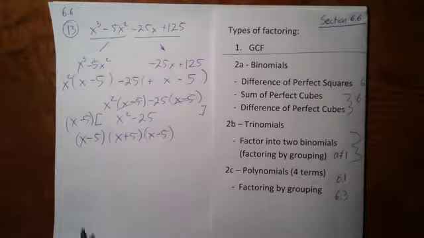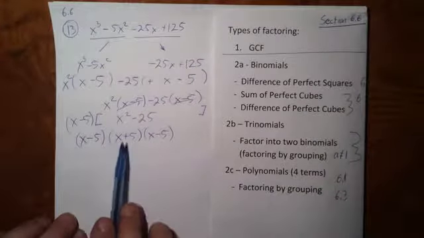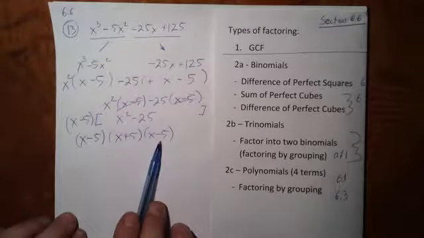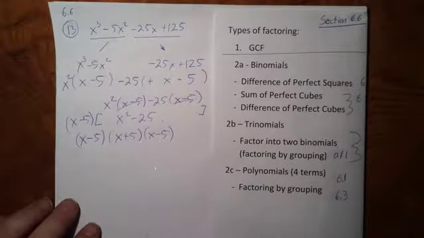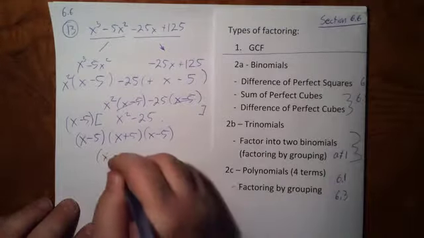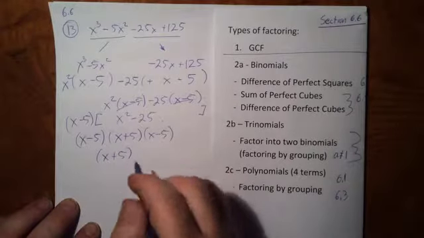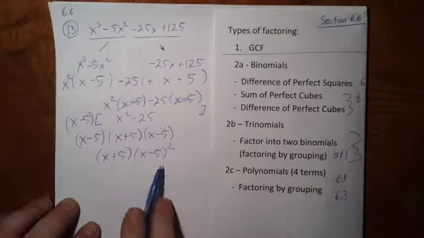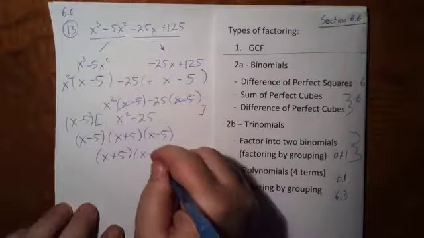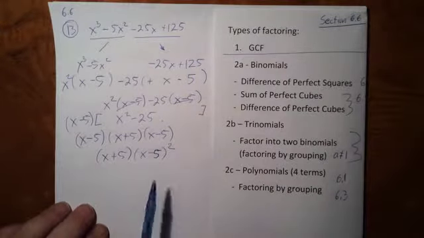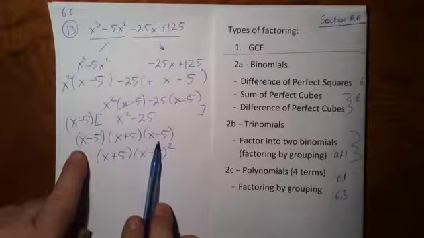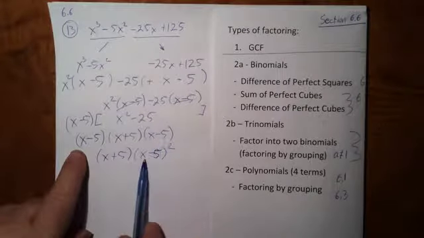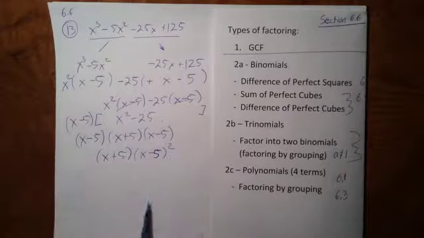So we have the three factors now of x minus 5 times x plus 5 times x minus 5, or I can rewrite this as x plus 5 times the quantity x minus 5 squared. And you'll note in section 6.4, we went over how, if we had the same binomial appear more than once, we could write that as that binomial quantity squared.